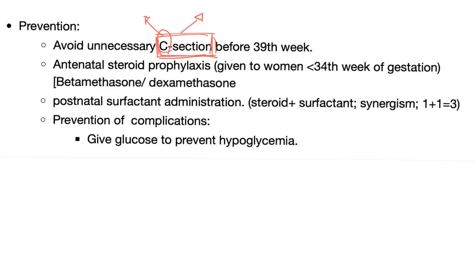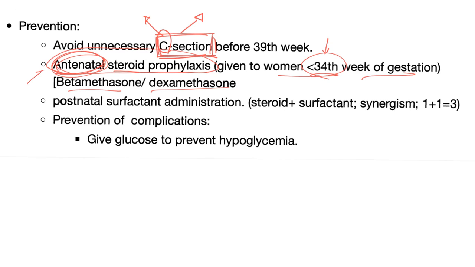C-sections, there is no passage through the birth canal. There is no stress. There is no cortisol. There is increased risk of neonatal respiratory distress syndrome, especially if he or she is premature. Antenatal steroid prophylaxis. Steroid increases surfactant production. Antenatal, before childbirth, give steroid to mommy. Given to women before 34th week of gestation. Betamethasone or dexamethasone. Before 34, during the 34th, it doesn't matter.